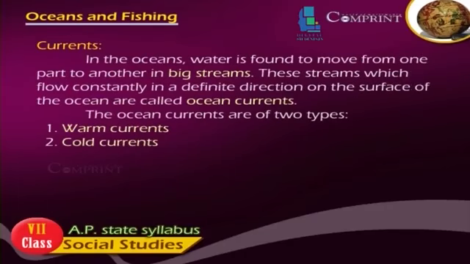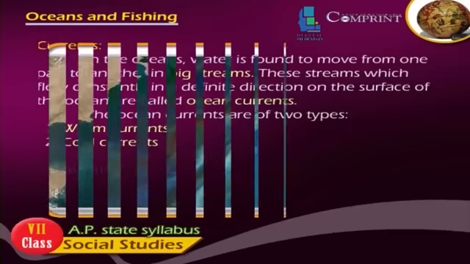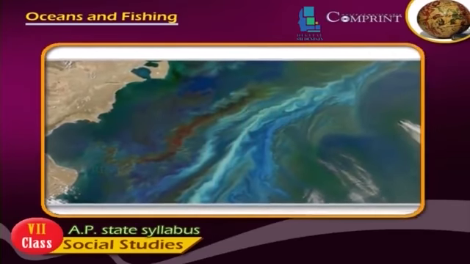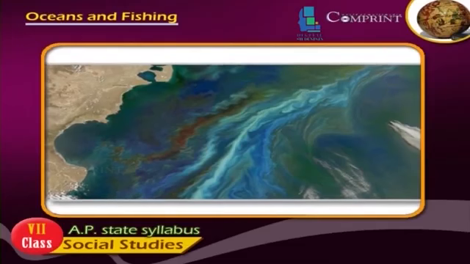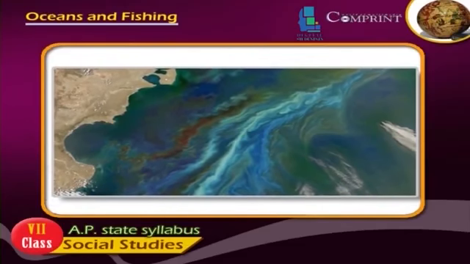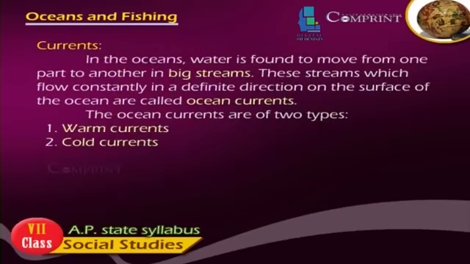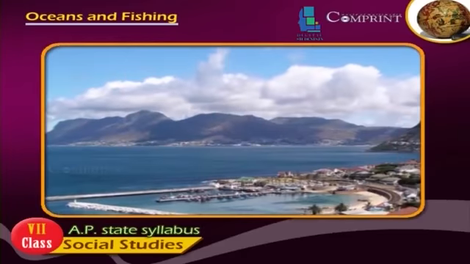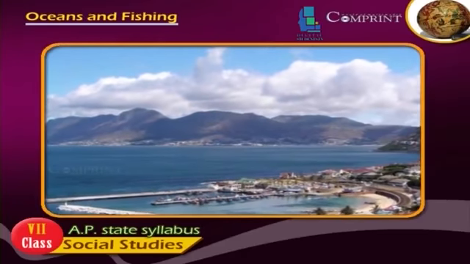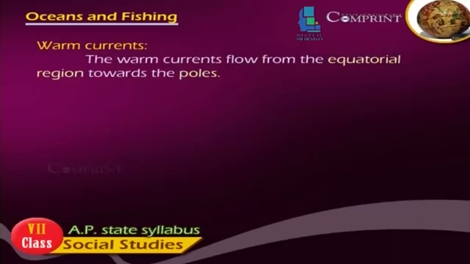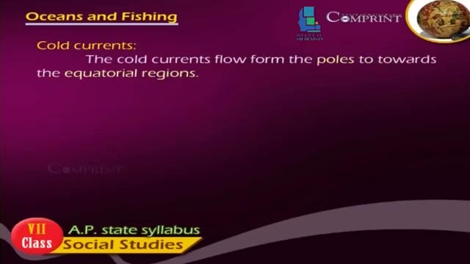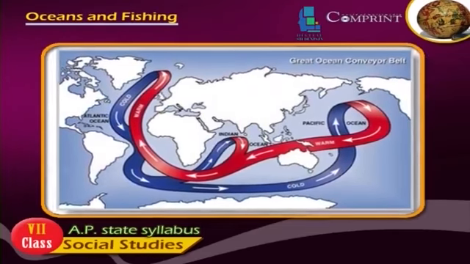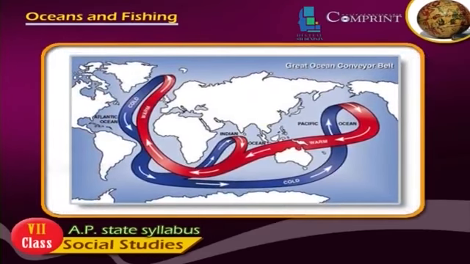Currents. In the oceans, water is found to move from one part to another in big streams. These streams, which flow constantly in a definite direction on the surface of the ocean, are called ocean currents. The ocean currents are of two types: warm currents, cold currents. Warm currents. The warm currents flow from the equatorial region towards the poles. Cold currents. The cold currents flow from the poles towards the equatorial regions.